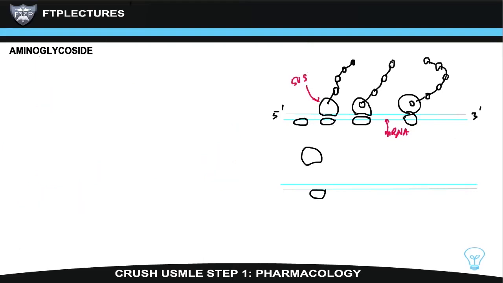So aminoglycosides first inhibit and irreversibly bind to the 30S ribosome. Wait a minute. Well, this is the 30S ribosome. Okay? And this is the 50S. So let's draw aminoglycosides. Let's use red color for that. So let's take an aminoglycoside and make it sit right there. So that's an aminoglycoside. And this is the 5' end and the 3' end. Okay? So that's the drug.